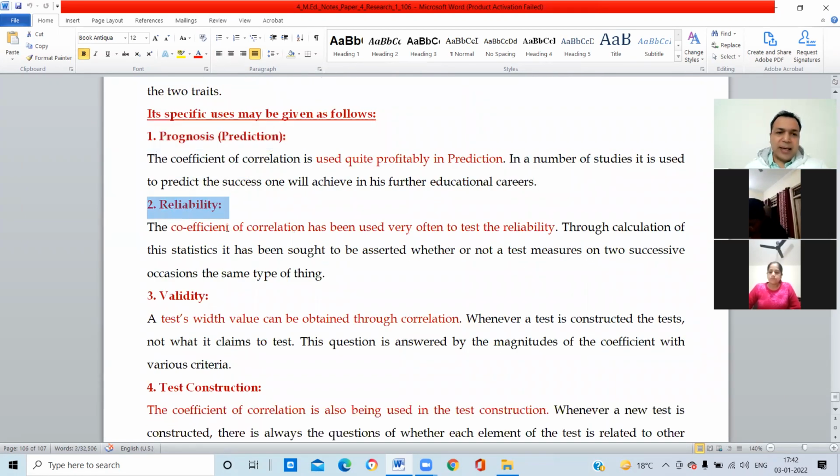Reliability. Number two, the coefficient of correlation has also been used to test reliability. We want to check that. I have given the example of a watch. The watch is 5 minutes late every time, morning, evening, one day, after 1 week. So we can say that the watch is reliable.